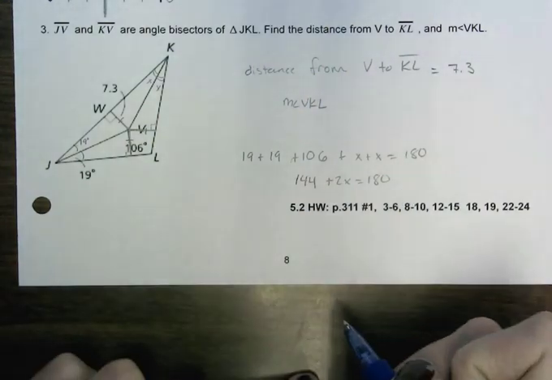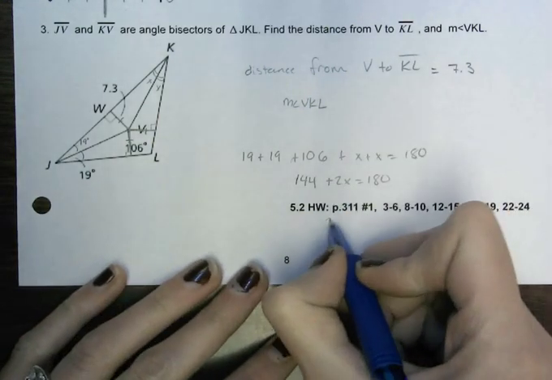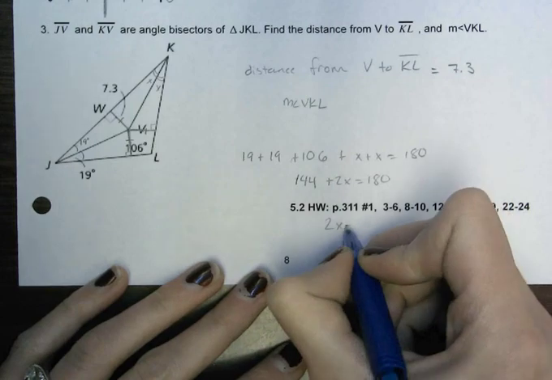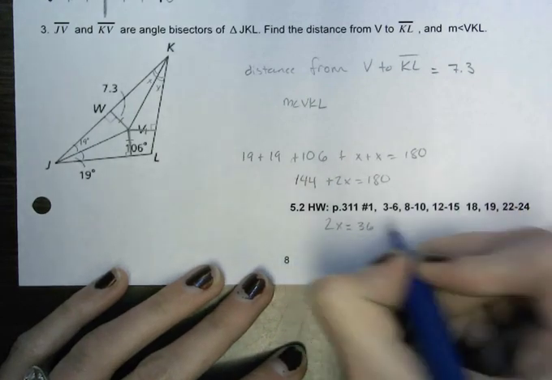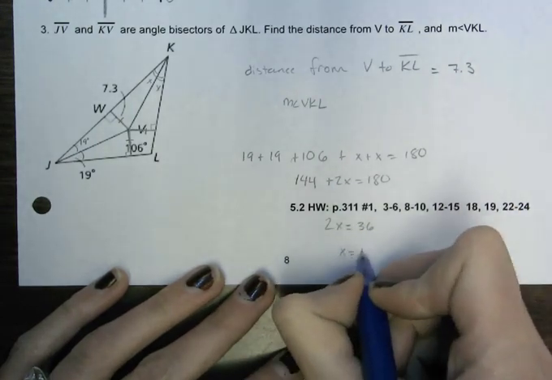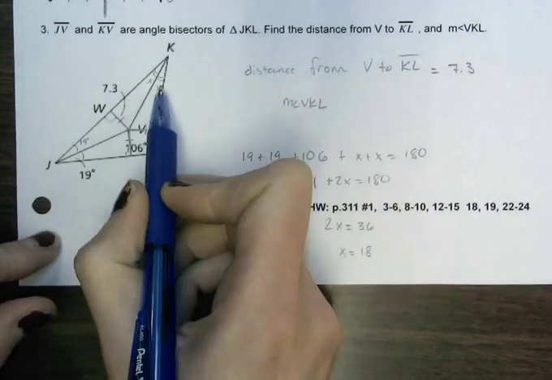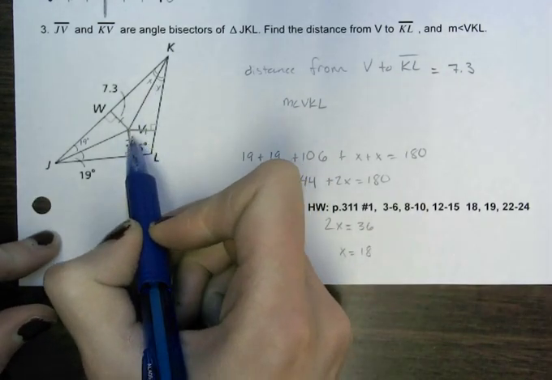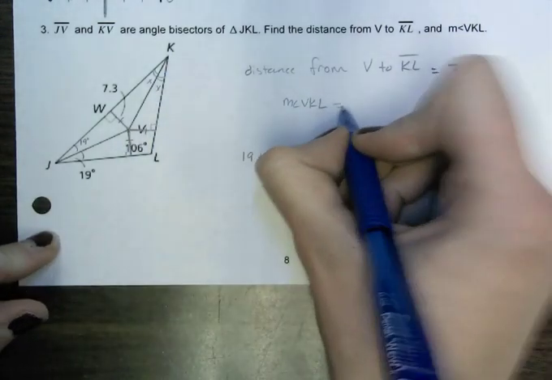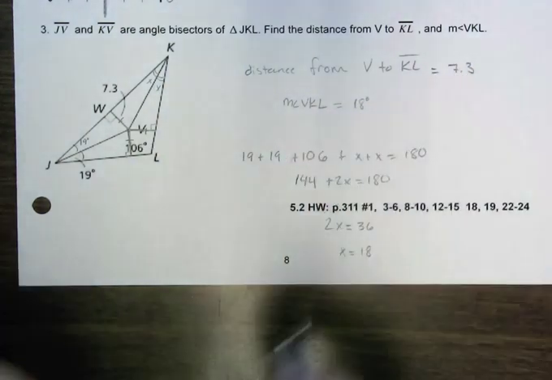Subtract 144 from both sides. So I get 2x equals 36. Divide by 2. X is 18. And remember, x was representing that angle VKL for me. So VKL is 18 degrees.